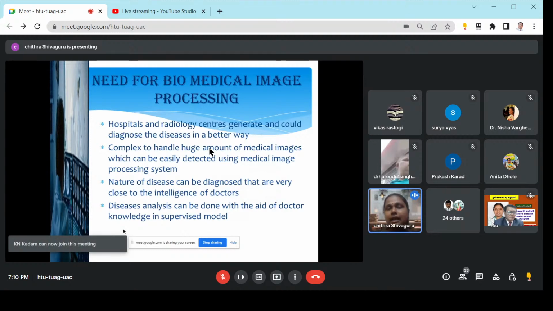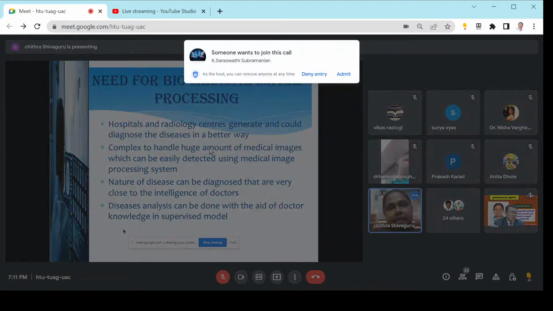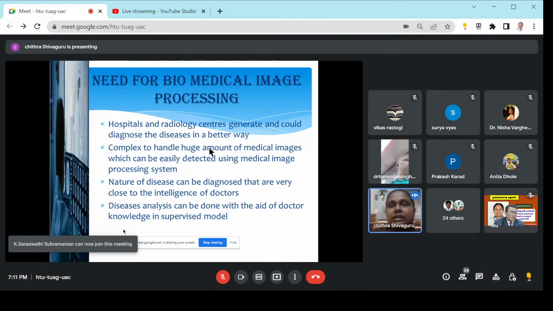Let me start with the need. Why do we need biomedical image processing? Hospitals and radiology centers generate hundreds of medical images per day, which help diagnose disease in a better way. It is also very complex to handle a huge amount of medical images, which can be easily handled using a medical image processing system. The nature of the disease can be diagnosed by doctors very easily, and after detection, further treatment can be done with the aid of the doctor's knowledge in a supervised model.